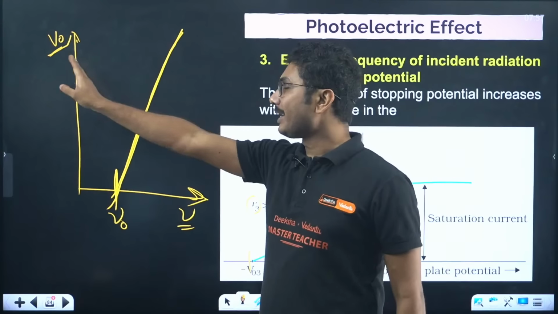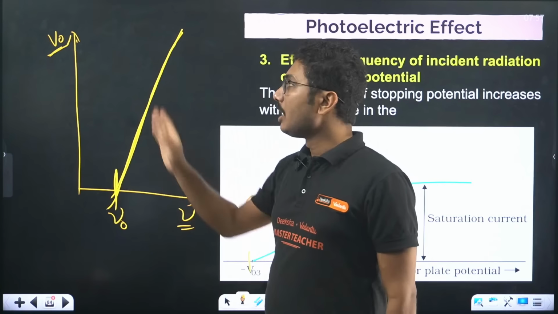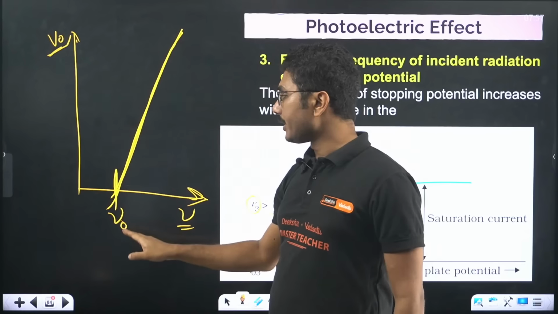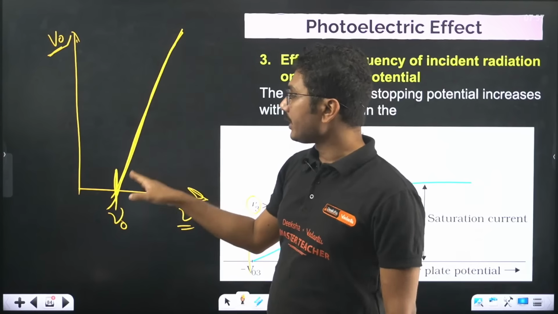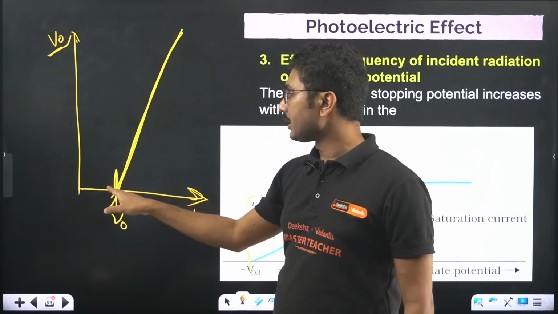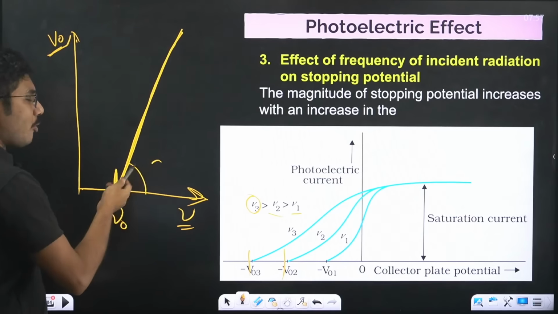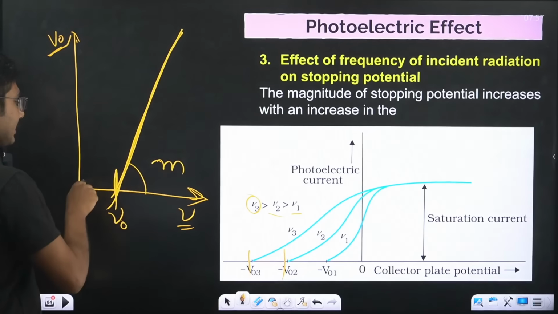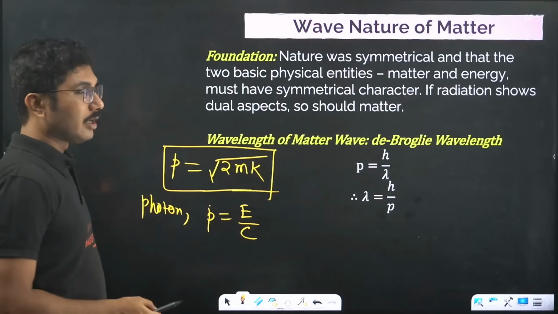Photocurrent versus intensity is a straight line passing through the origin. Stopping voltage with respect to frequency is a straight line, but it is not passing through the origin. There is an intercept over here. There might be cases where the slope of this line was asked, or the intercept was asked. We have seen some questions like that in the PU exam.